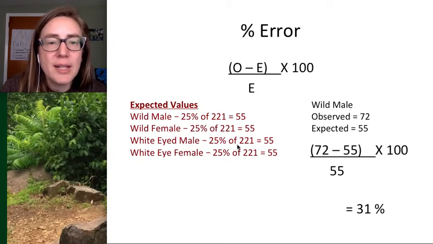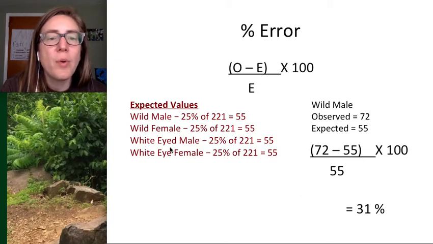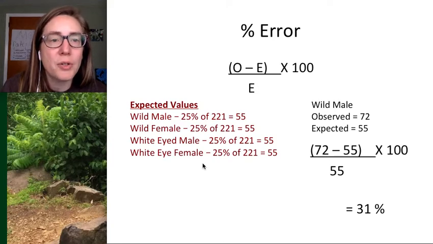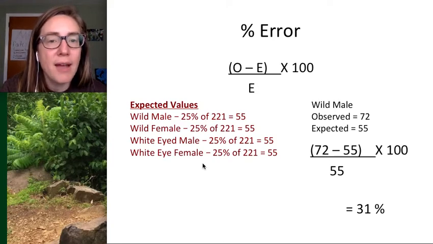You need to do this for the wild female, the white-eyed male, and the white-eyed female for this cross. And then you need to do this as well for the other 2 crosses. But just the F2 data. Just use the F2 data.